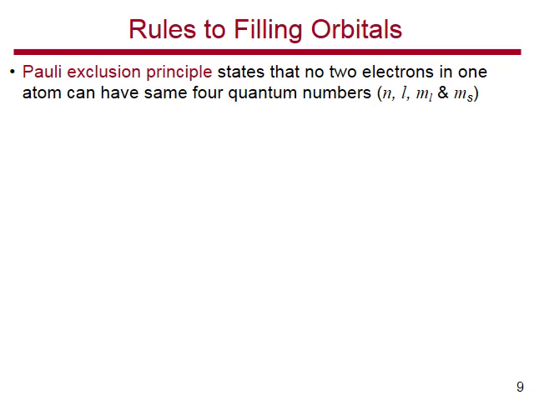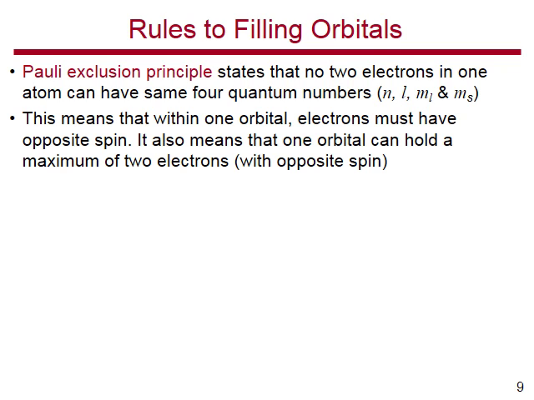Now, according to this principle, no two electrons in one atom can have the same four quantum numbers. So what's the consequence of this principle? It means that within one orbital, electrons must have opposite spins. It also means that an atomic orbital can have a maximum of 2 electrons with opposite spins.